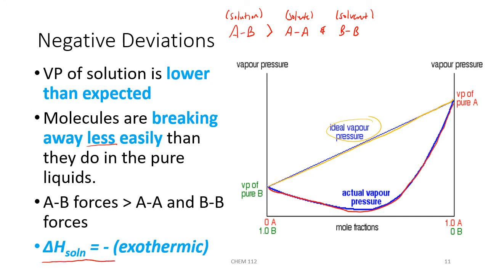The enthalpy of solution will end up being exothermic, and it'll feel hot to the touch because more energy is released when we set up those new intermolecular forces. So this is a negative deviation from Raoult's law.